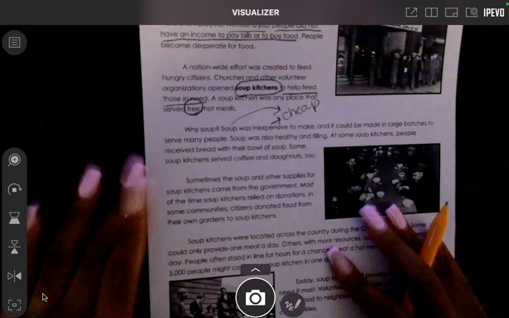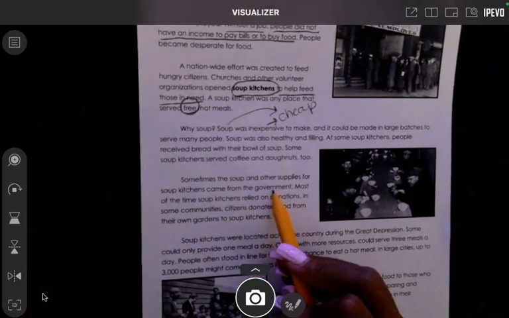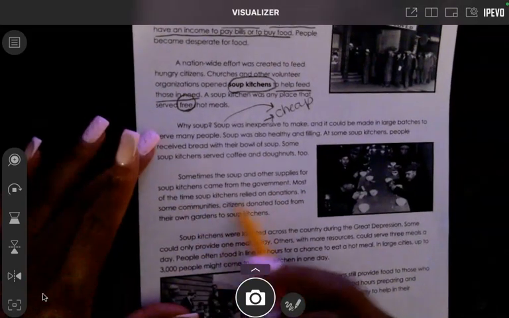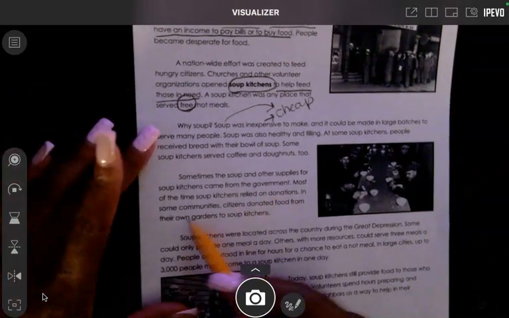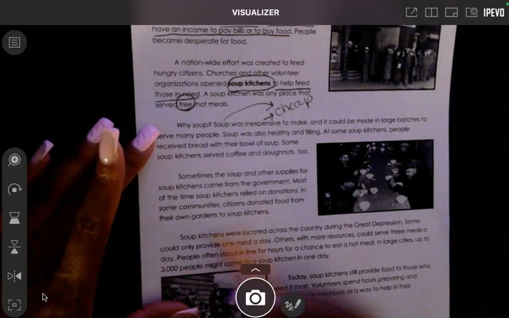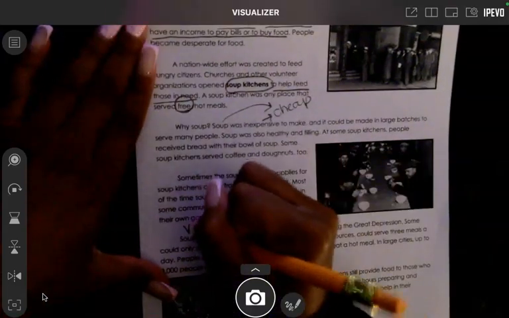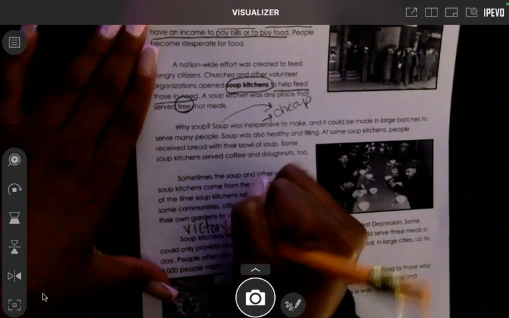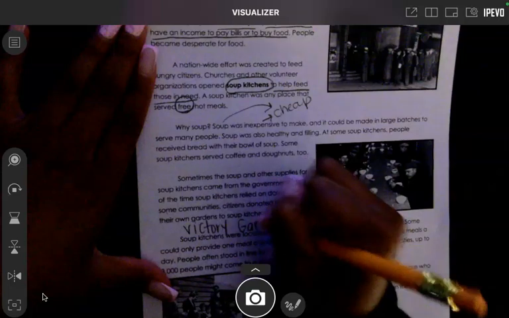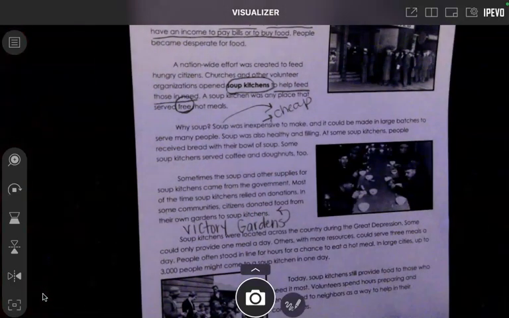Sometimes the soup and other supplies for soup kitchens came from the government, which means the government paid for them. Most of the time, the soup kitchens relied on donations. In some communities, citizens donated food from their own gardens to soup kitchens. So I want you to think for this one, think of how we did during World War I with Victory Gardens. I want you to think of that for that one.